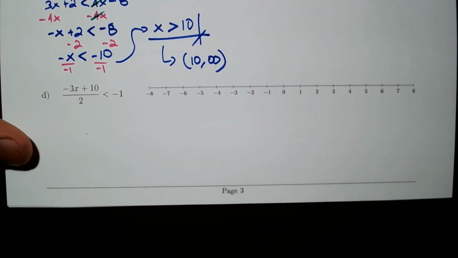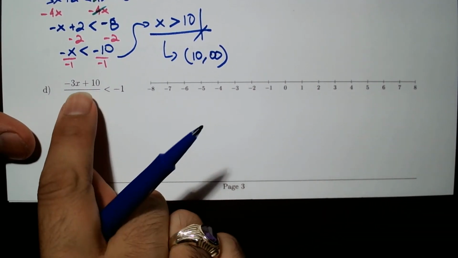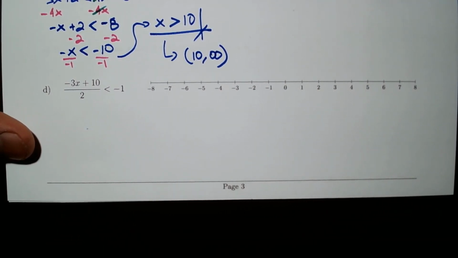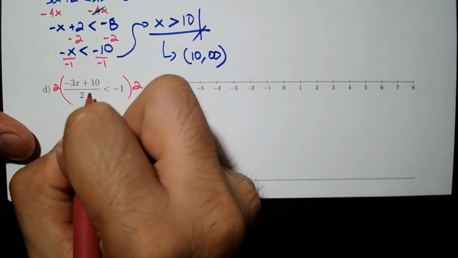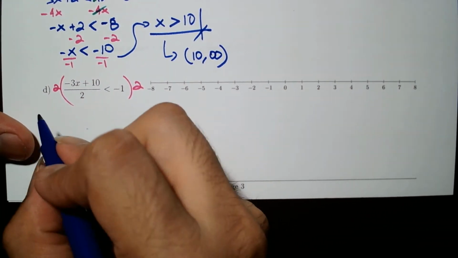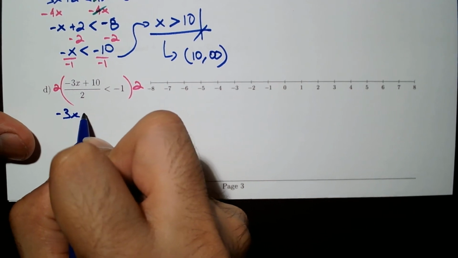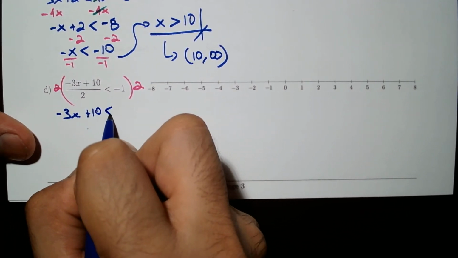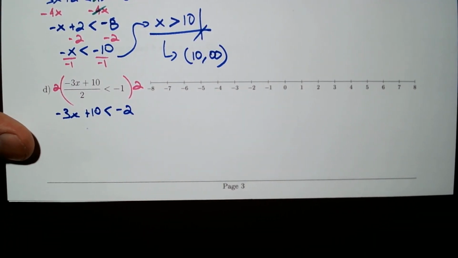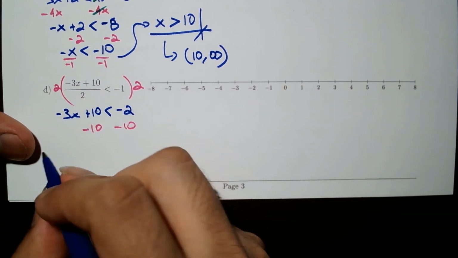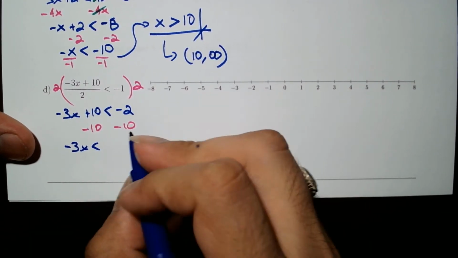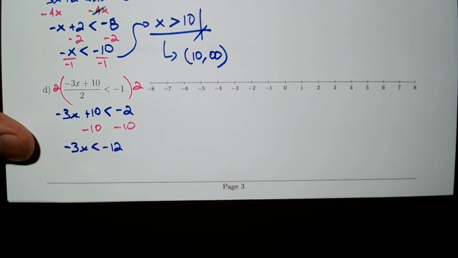Alright, so let's look at letter D. In this case we have fractions, so the best thing to go about this one is by multiplying both sides by 2, which is the denominator of the left hand side. That's going to leave us with negative 3x plus 10 less than negative 2. So next move, subtract 10 to both sides to get negative 3x less than negative 12.